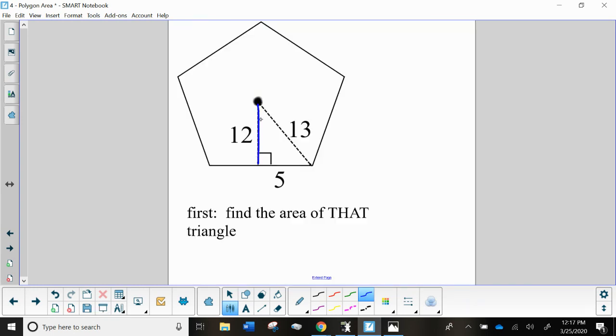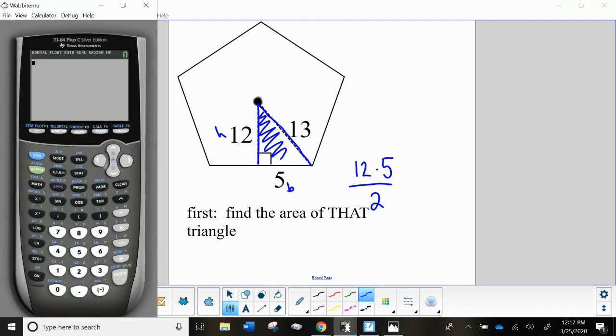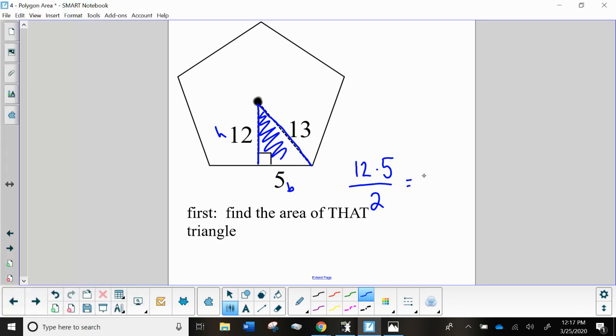So this is how most of the problems will look for you. They'll give you one of the triangles where you have the base and the height. So let's find the area of this one triangle here. 12 times 5 divided by 2. So that one triangle is 30. Oh, I don't have a unit. I'll just write units squared. So that's the first step.